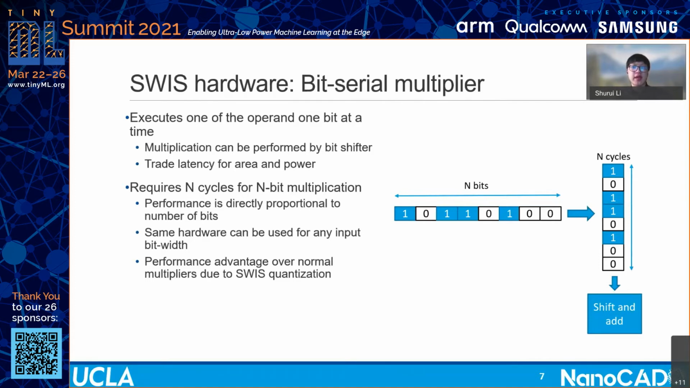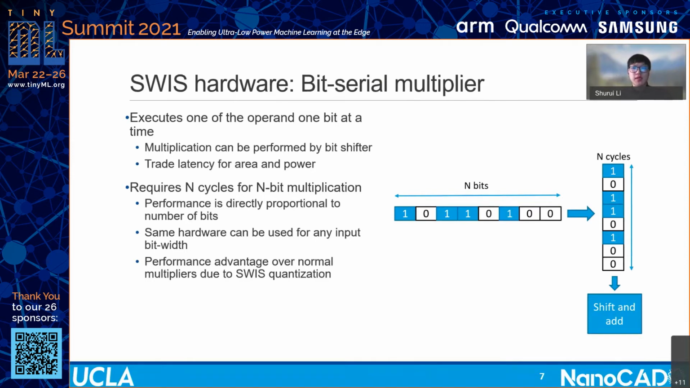trades latency for area and power. As the bit shifter is just shifting bits, they require far less power compared to a normal 8-bit multiplier. But on the other hand, they require more cycles to finish the computation. As shown in the figure, one operand is transformed into a serial bit stream, and the multiplication can be implemented by repeatedly shifting the other operand and accumulating. For n-bit multiplication, it requires n cycles to finish the execution.